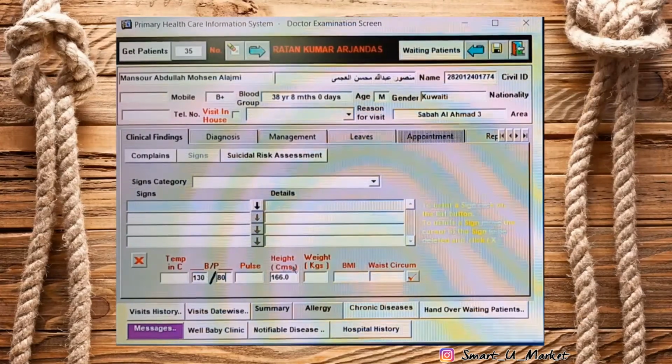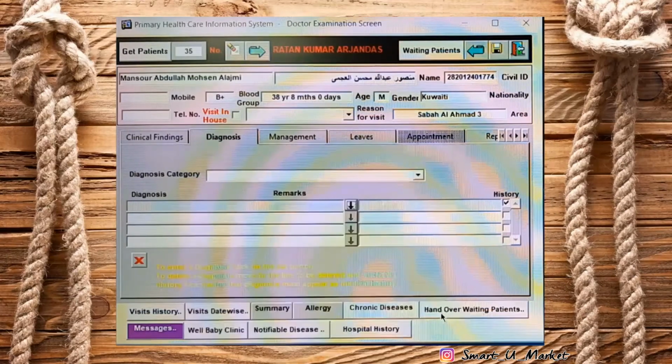I'm writing the blood pressure of the patient. If I press add to sign, it will appear here. This is the signs, all about the signs. At least we have to do this when examining the patient. Now the diagnosis. What is your diagnosis after the patient's complaint? Like this patient, he had a complaint of polyuria.